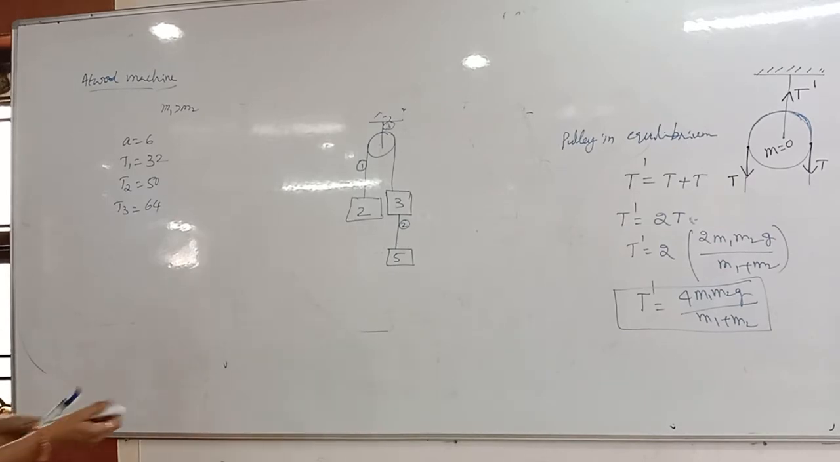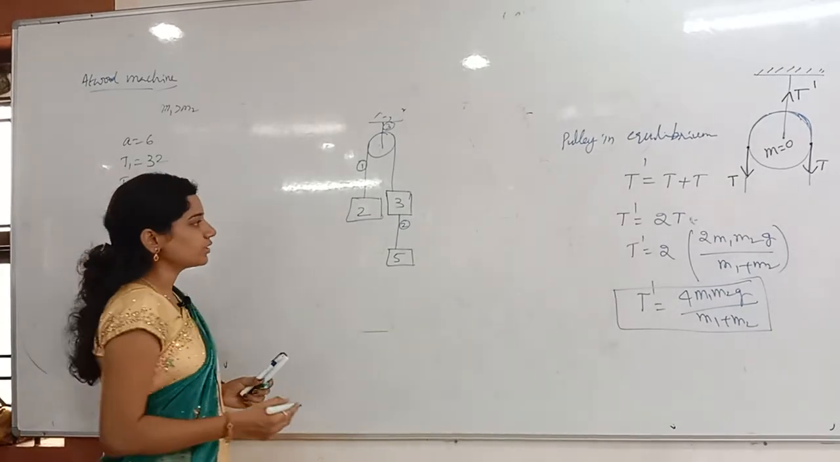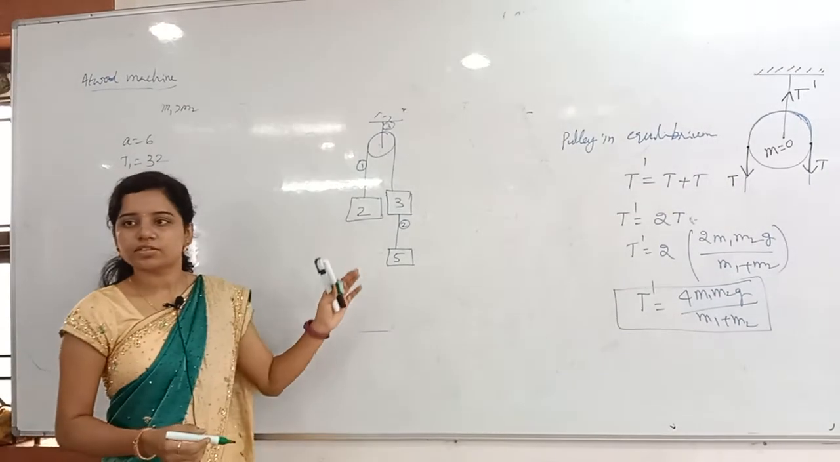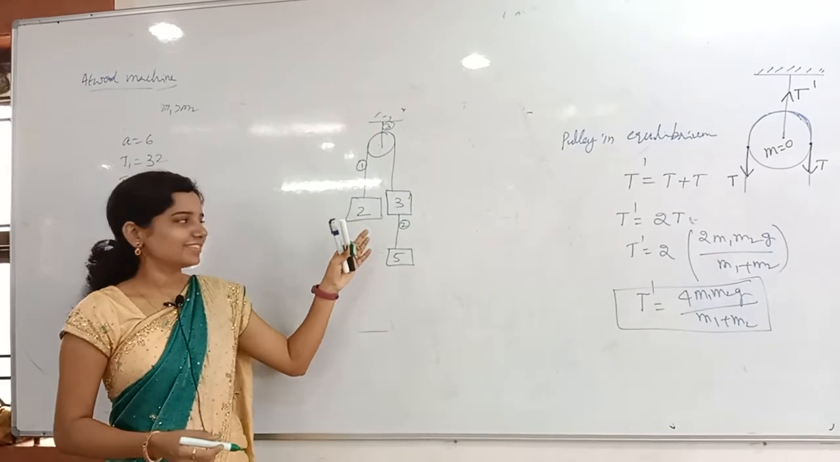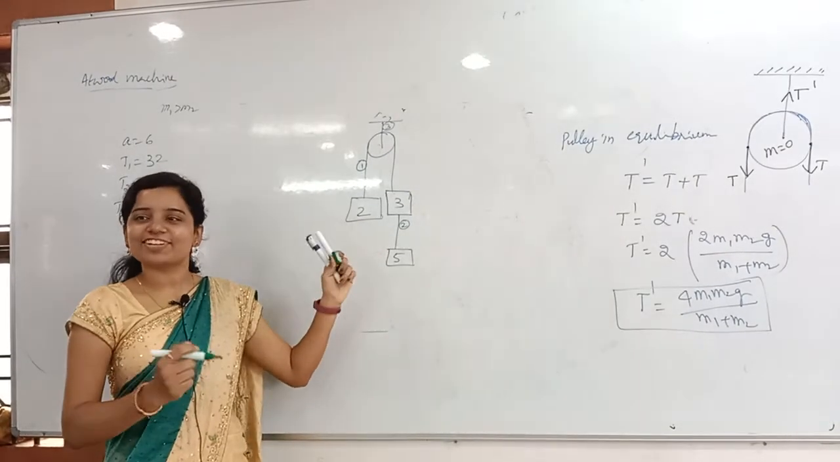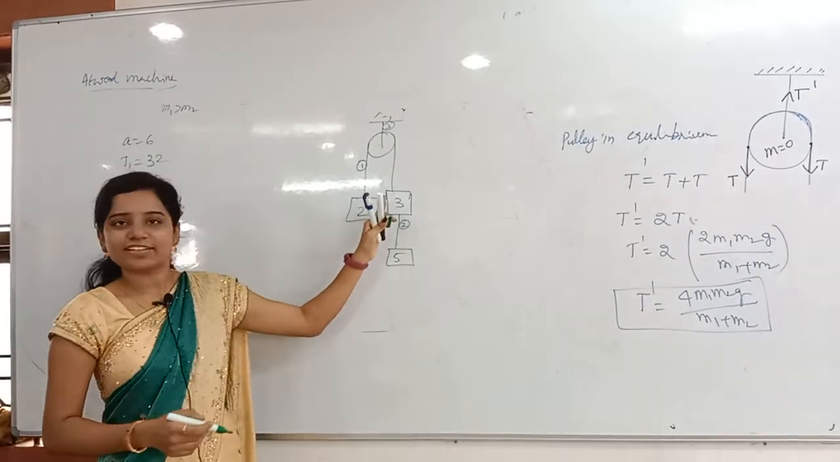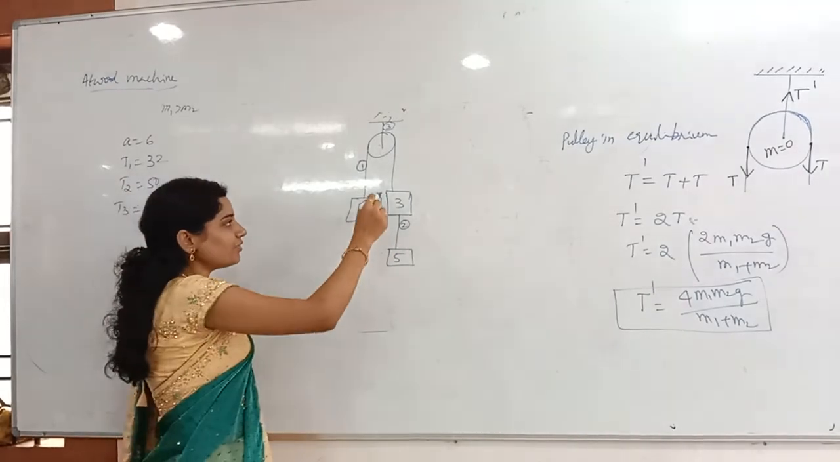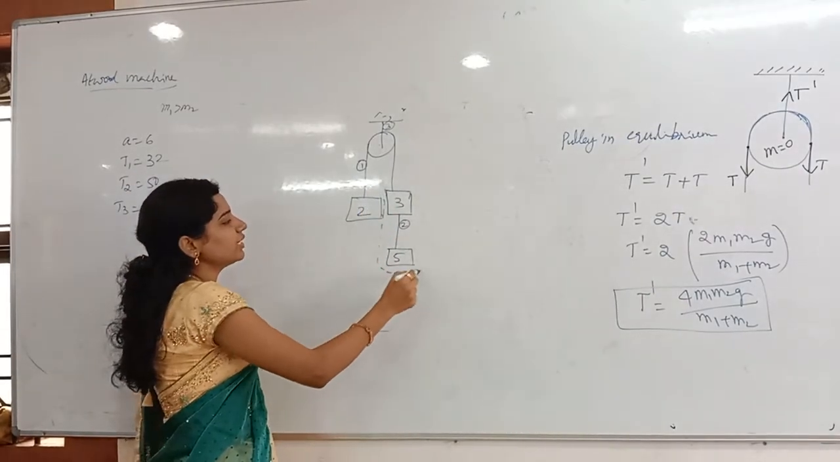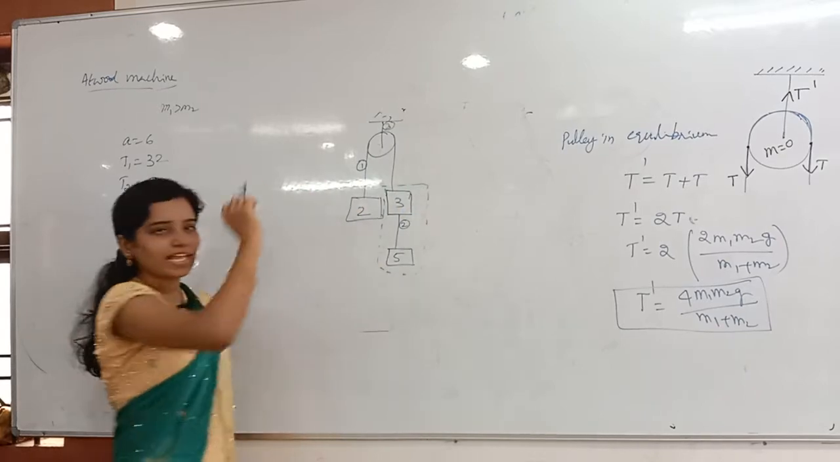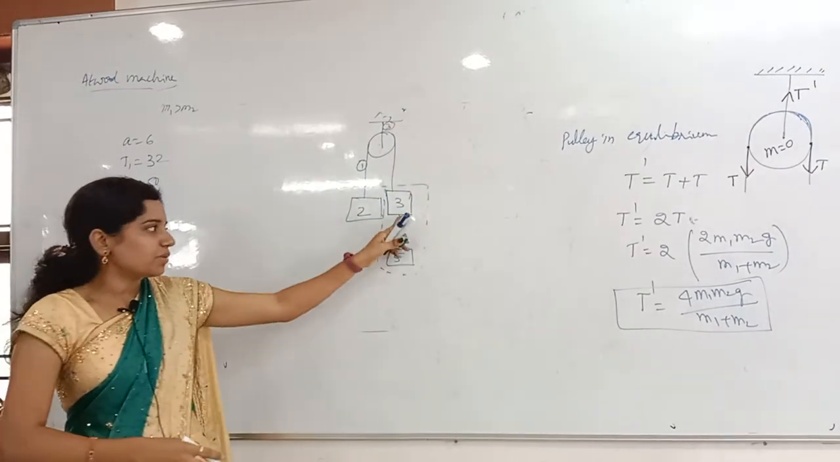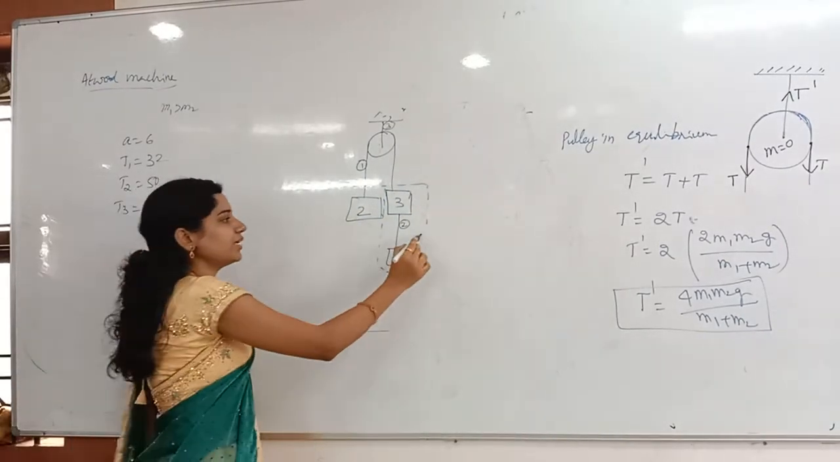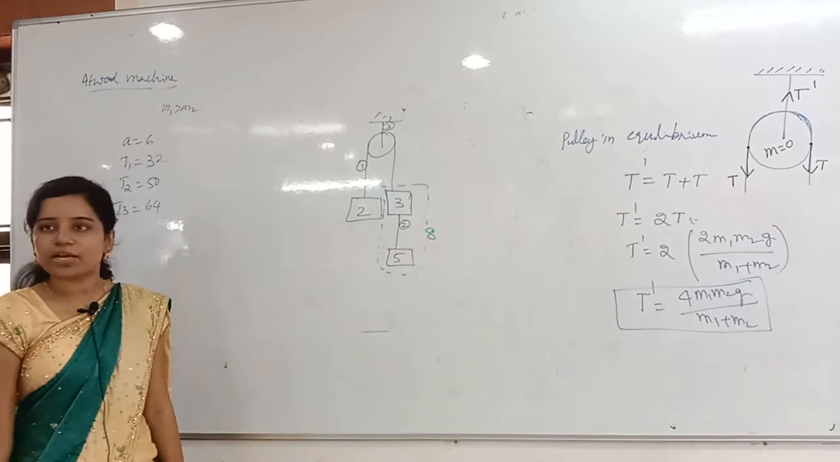Look at the board. T2 you got. I have to do T2 only. For the remaining people, they want T1 also, T3 also. So here, look at the board. You have to consider 2 as one block only. Is there any problem in that? First, for finding the acceleration. So total mass is how much now? 3 and then 5, nothing but 8. 8 is the total mass.